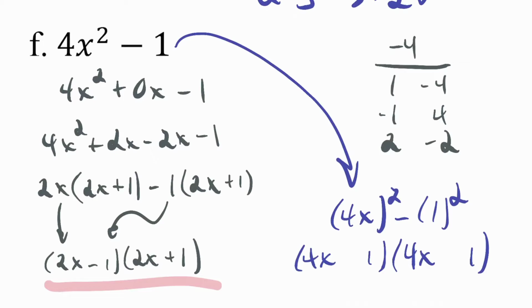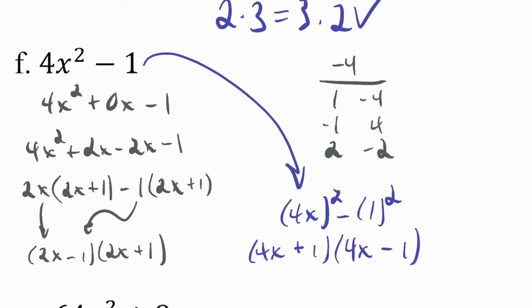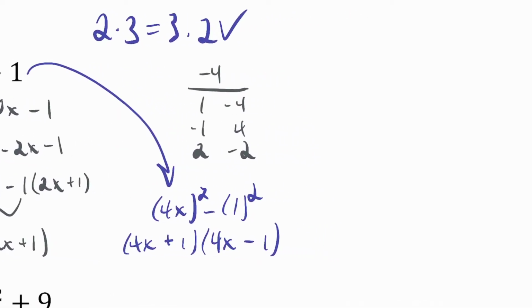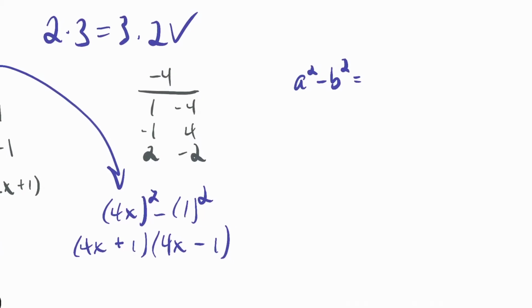Put a plus here or a minus. Put a plus here. Just the opposite. The order, as before, doesn't matter. So I can have minus plus, or if I want, I can do plus minus, same thing. So that is a difference of squares. In other words, there's a formula for this. A squared minus b squared equals a minus b times a plus b.